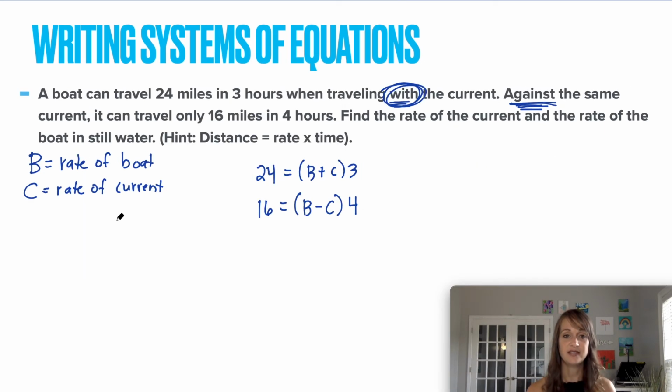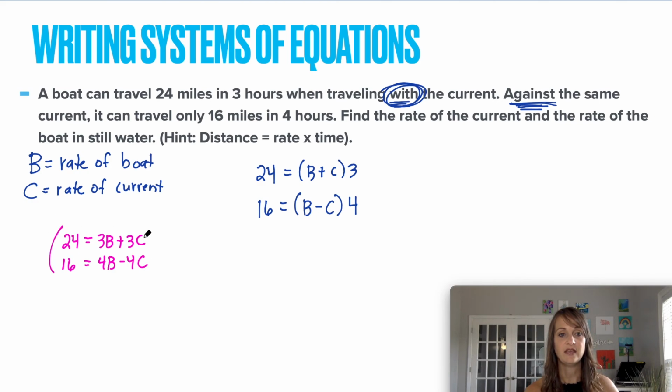Okay, in this case, to solve these equations, there are 2 ways to solve it. I'm going to go ahead and solve it by actually distributing the 3 and the 4 to the parentheses. So I'll get 24 equals 3b plus 3c, and then I'll get 16 equals 4b minus 4c. Now, when you think of the lowest common multiple between eliminating one of the b's or the c's, I'm going to eliminate the c because they already have opposite signs.